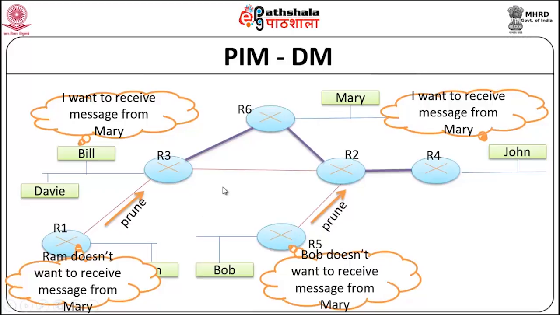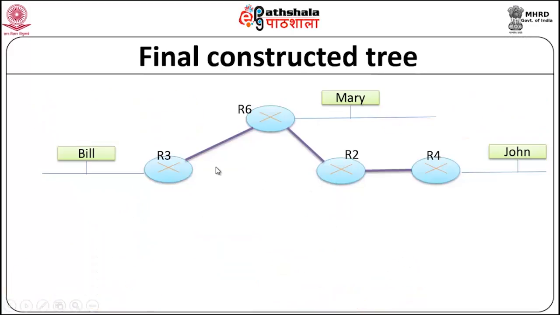Once the prune messages are sent, you can see what will happen. The final tree is constructed with R6 connected to Mary, and then R2 and R4 to reach John, and through R3 you can reach Bill.